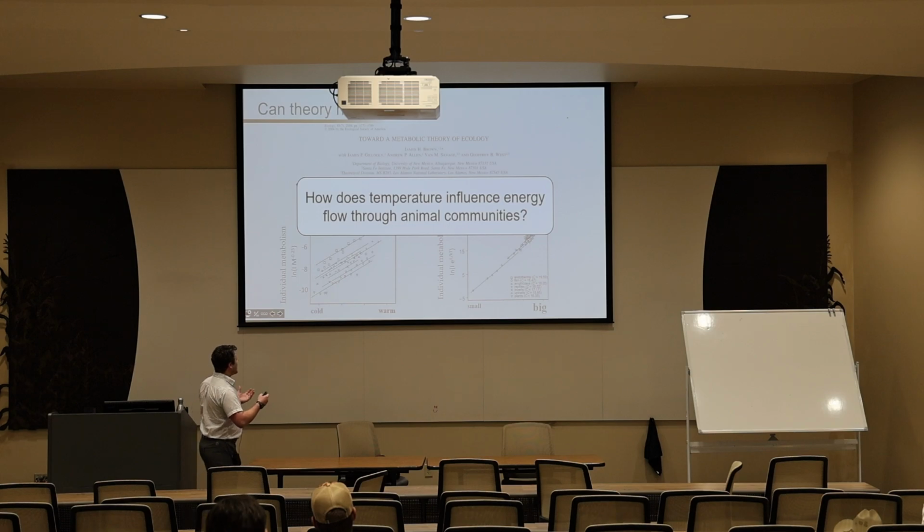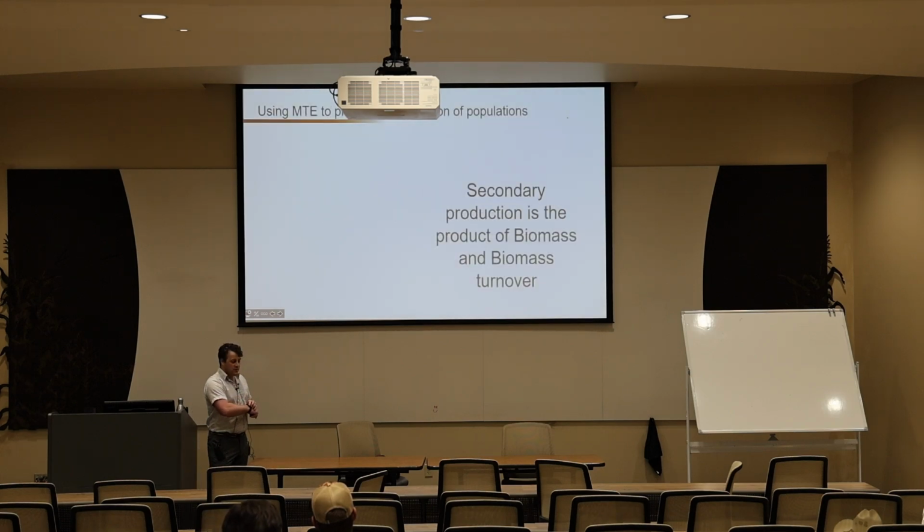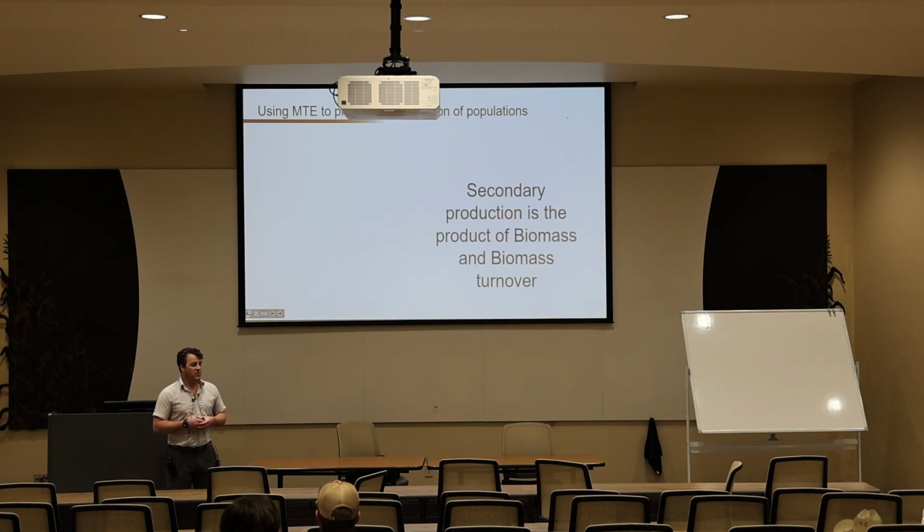First, let's talk about what I mean when I say energy flow. Secondary production is one aspect of energy flow through a community. Specifically, it's the accumulation of heterotrophic biomass through time. So it's an ecosystem flux that occurs over some spatial area and over some temporal scale.